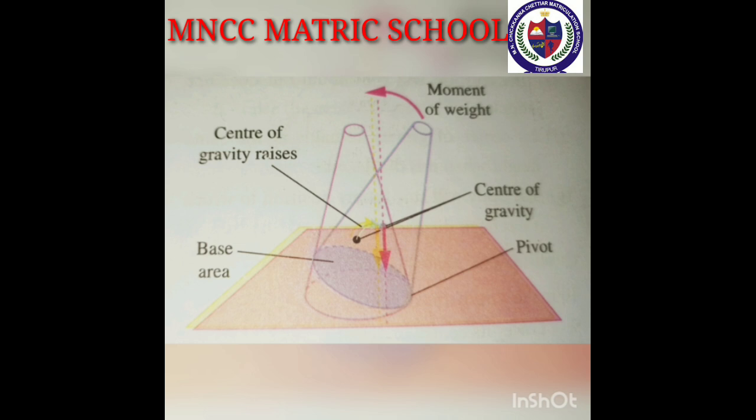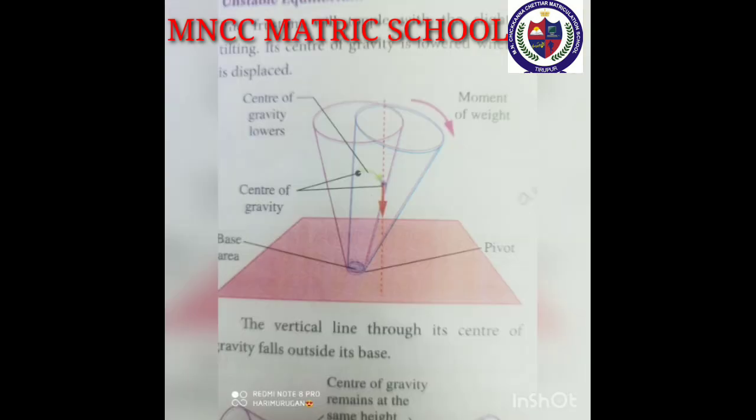Unstable equilibrium. The frustum will topple with the slightest tilting. Its center of gravity is lowered when it is displaced. The vertical line through its center of gravity falls outside its base.